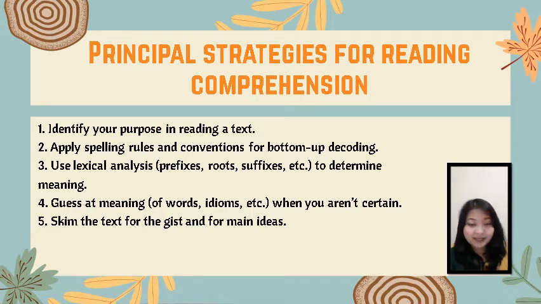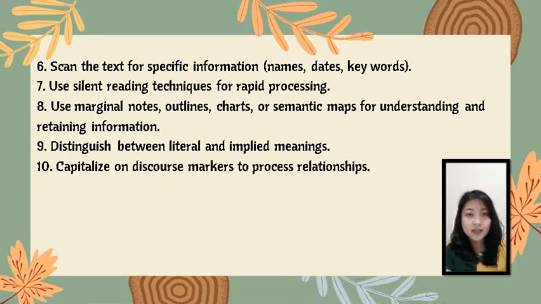and then fifth, skim the text for the gist and for main ideas. Scan the text for specific information like names, dates, keywords, and then next, use silent reading techniques for rapid processing. And use marginal notes, outlines, charts, or semantic maps for understanding and retaining information. And distinguish between literal and implied meanings. The last, capitalize on discourse markers to process relationships.